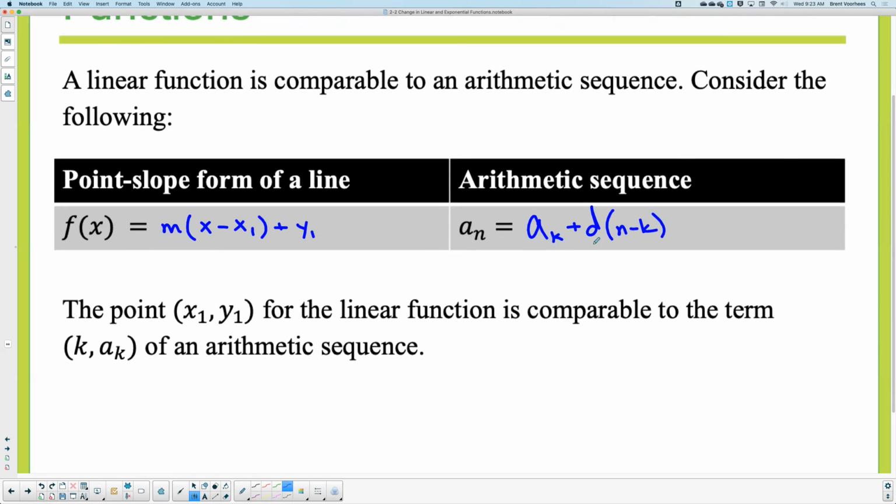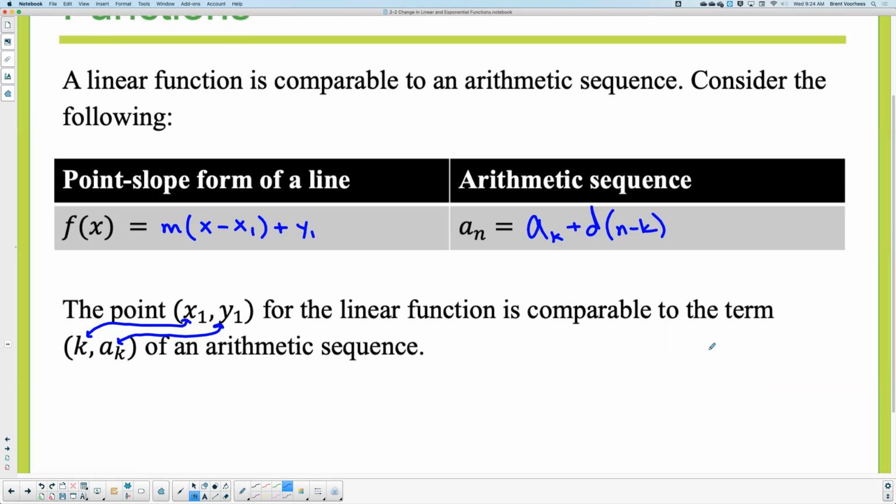Now, I want you to see how comparable these two are. Y1 is in the place of what over here? What is all on its own? AK. So Y1 and AK are comparable. If you want to make that little note there, Y1 and AK are comparable. Now, the X1, what is in place of X1 over here? K. So X1 and K are comparable. So the point x1, y1 for the linear function is comparable to the term k, comma, AK for the arithmetic sequence. So that's how we get from one to the other.